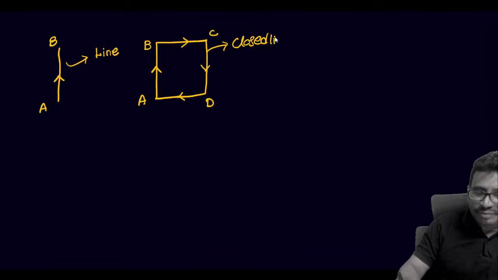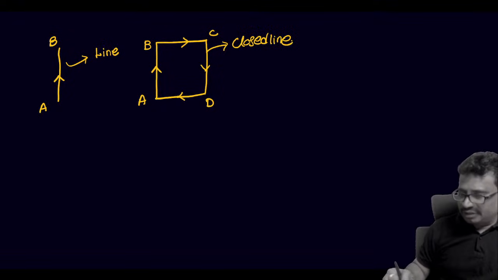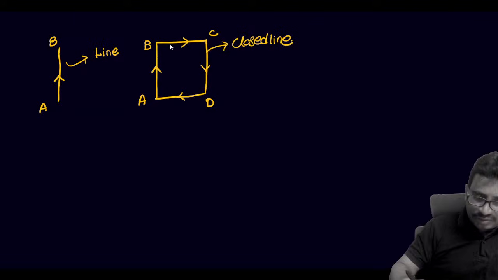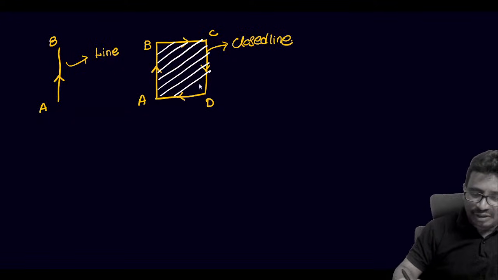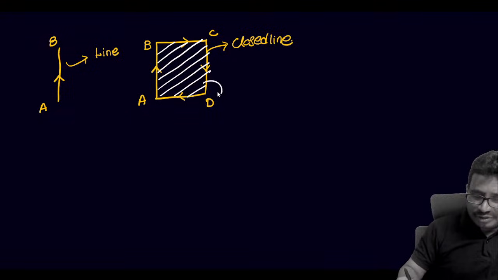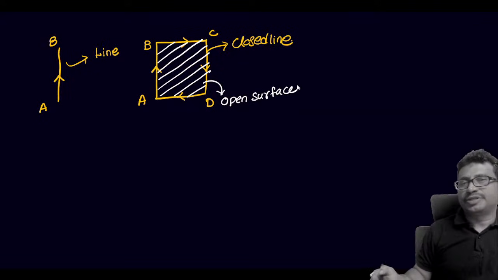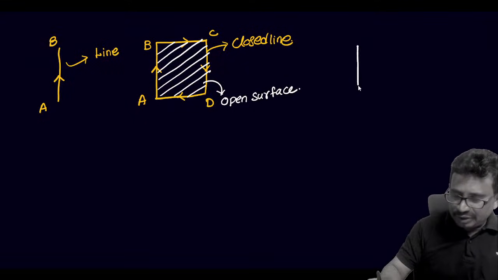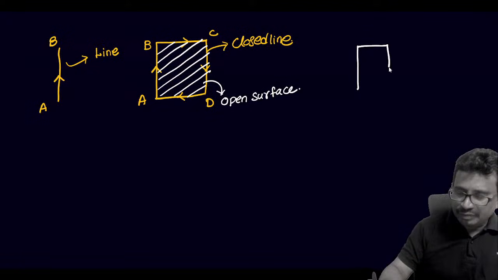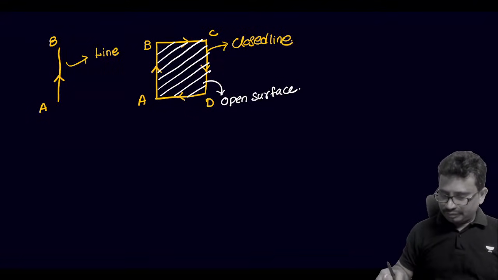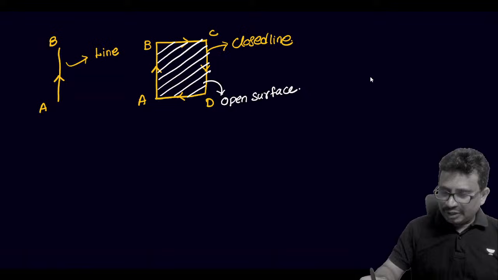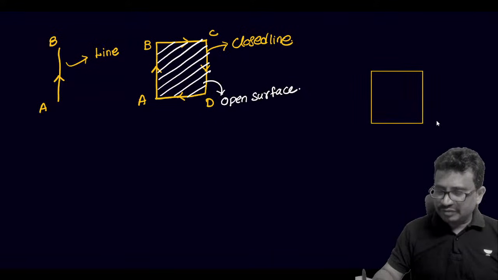So this is called a closed line. And this closed line, if you see, is forming certain, this part of area is occupied, isn't it? This part of area is occupied. So this is called an open surface. This is called what, tell me? Open surface. Now if we have taken, this is my one open surface.